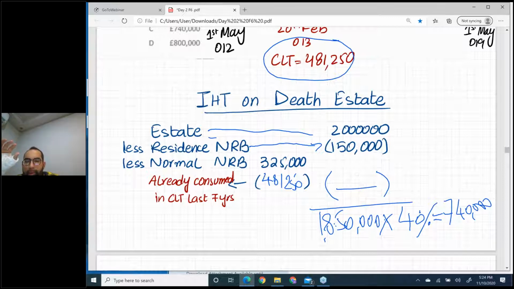Look at the working, I'm just giving you 10 seconds. And don't think about taper relief now, because there is no taper relief on the death estate. Taper relief is only available for PET and CLT.